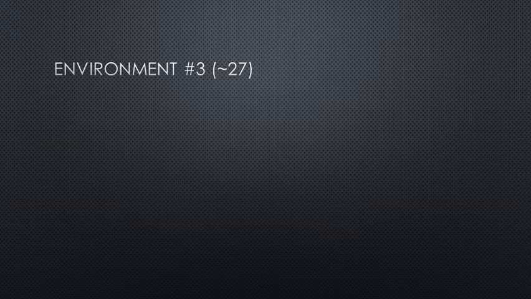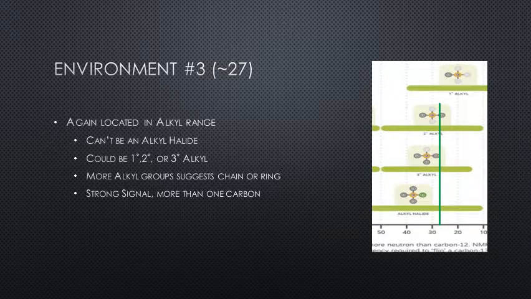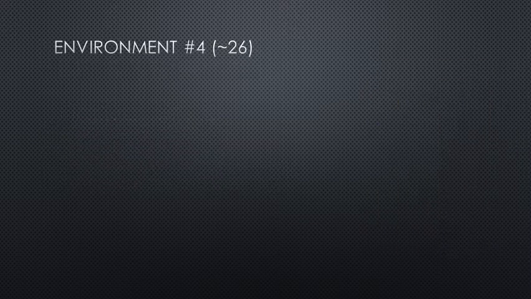Now in environment 3, which occurs a little lower at 27 parts per million, this is also still in our alkyl range. Again, it can't be an alkyl halide, but it could be primary, secondary, or a tertiary alkyl. The fact that we keep getting more alkyl groups suggests that we're either going to have a large chain or we're likely to have a ring. And again, this has a much stronger signal than the first one, and so it's likely that we have more than 1 carbon in this environment.